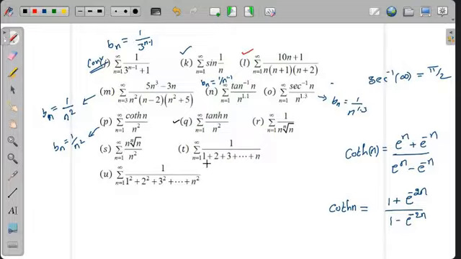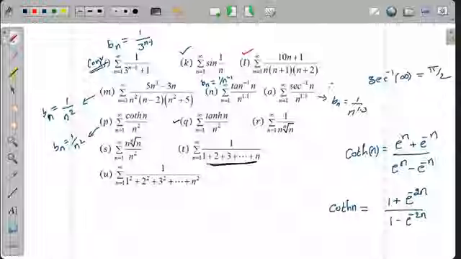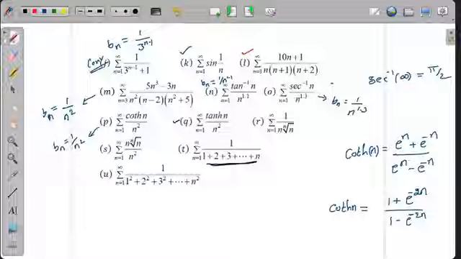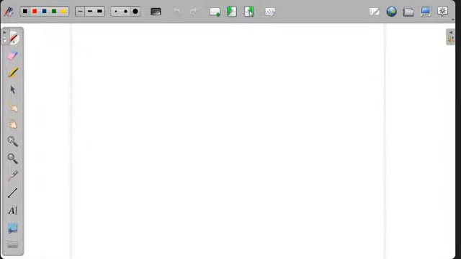Okay. For this problem, simply find out the sum and do it, and it will work out. You need the formula for the sum of the first n natural numbers, n into n plus 1 by 2, and the sum of squares of the first n natural numbers, n into n plus 1 into 2n plus 1 over 6. That formula you need to write here. Okay. So this is about the comparison test, the limit comparison test.